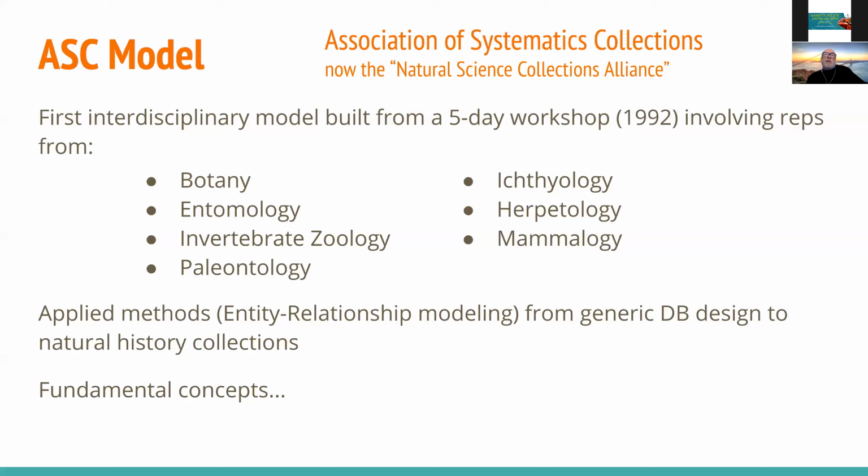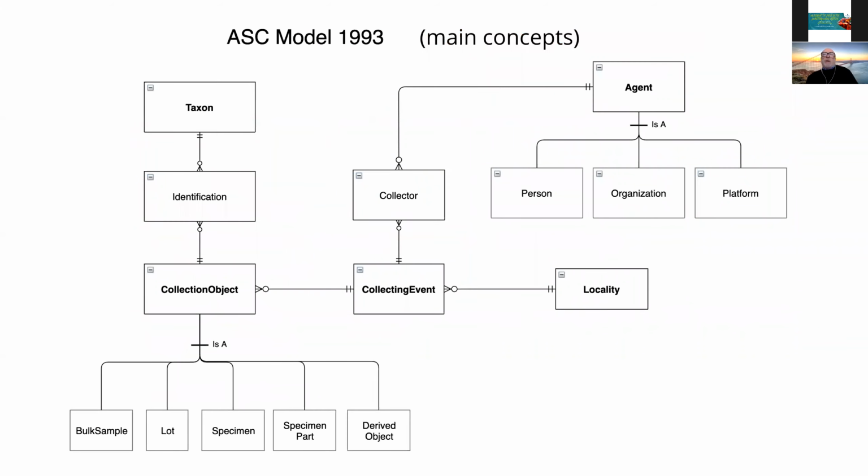And we needed to know whether, in fact, the same concepts were used across all the different disciplines that appear in a natural history museum. So we convened a 5-day workshop, bringing together experts from all of these different disciplines, and applied the methods of entity relationship modeling, trying to see if we could come up with a generic database design that would cover all of them. So the fundamental concepts that we came up with out of that workshop, the model that we produced was actually a lot more complicated than this, but these are the fundamental things.